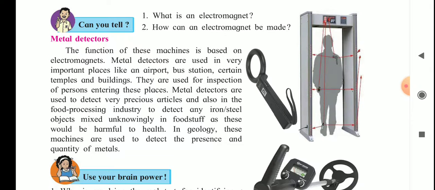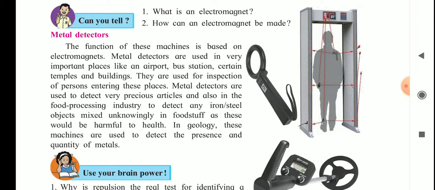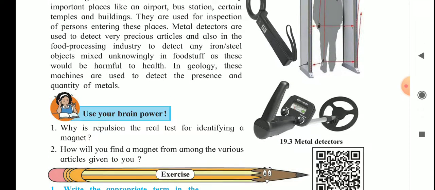Now you must have seen the metal detectors. The function of these machines is based on the electromagnet. Metal detectors are used in very important places like airports, bus stations, certain temples and buildings. They are used for inspection of persons entering these places. They are also used to detect suspicious articles, and in the food processing industry to detect any iron, steel, or objects mixed unknowingly in foodstuff, which would be harmful to health. In geology, these machines are used to detect the presence and the quantity of the metals.